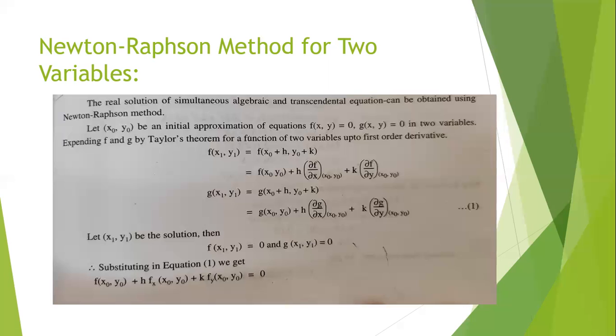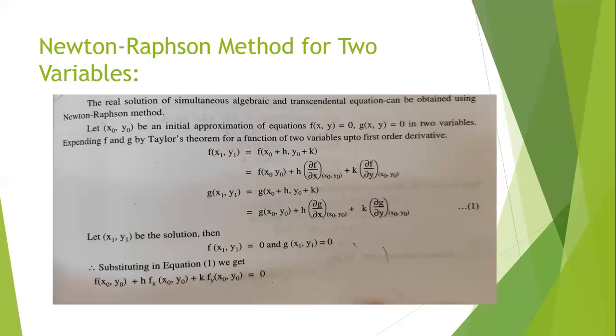And for the second function, g of x1 comma y1 is equal to g of x0 plus h comma y0 plus k, equal to g of x0 comma y0 plus h into the partial derivative of function g with respect to x, and put the values of x and y as x0 comma y0, plus k, where k is a constant, into the partial derivative of function g with respect to y, and put the values of x and y as x0 and y0.